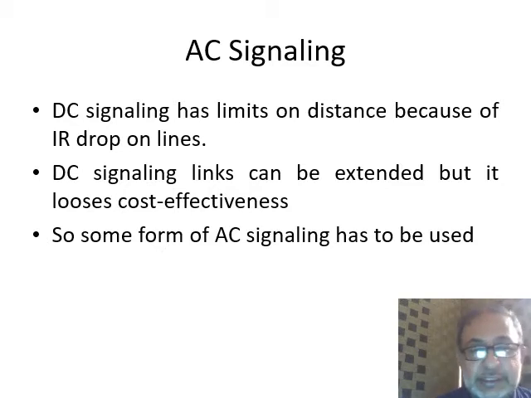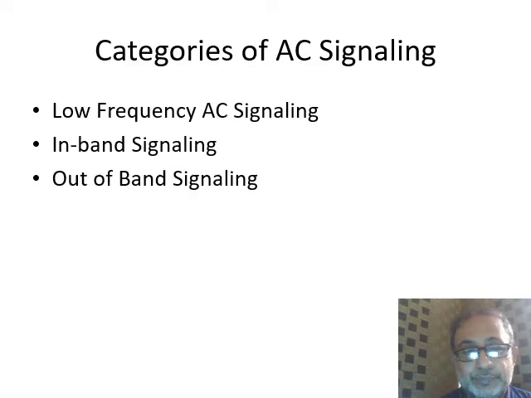First of all, the DC signaling had limits on the distance because of IR drop on the lines. DC signaling links can be extended, but it loses cost effectiveness also. So some form of AC signaling had to be used. In AC signaling, a low frequency AC signaling was used. It was basically in band signaling, but some out of band signaling was also used.